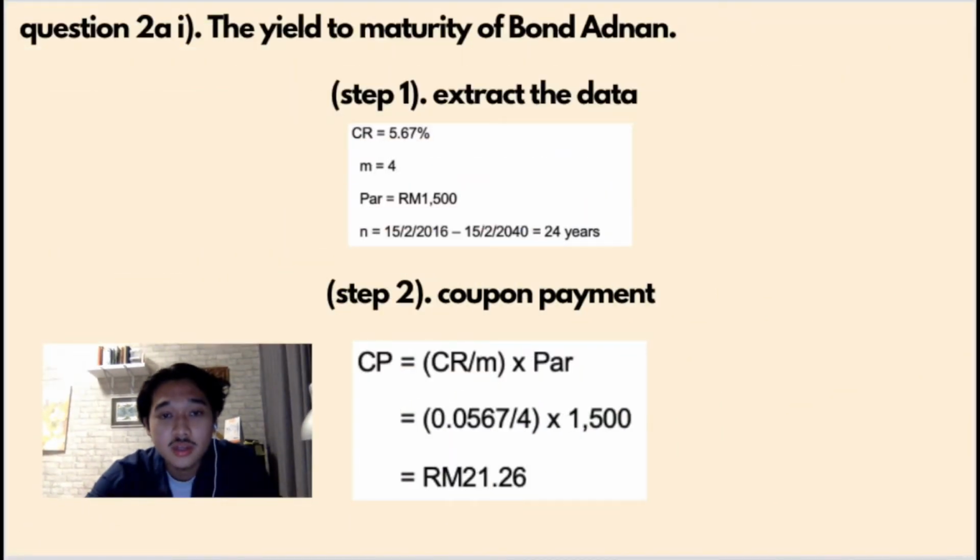Hello, I'm Daniel and I will be presenting question 2A for number 1. The question asks to find the yield to maturity of bond Adnan. Therefore, from the question stated, we need to first extract the data.